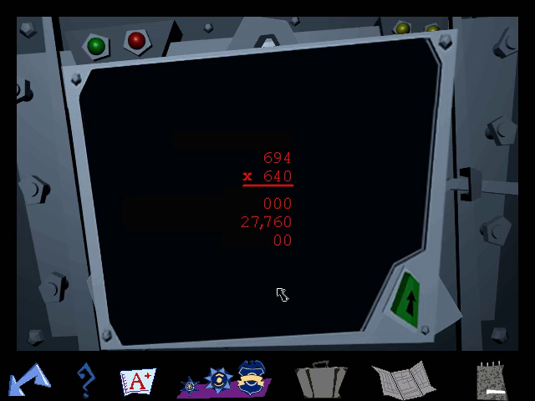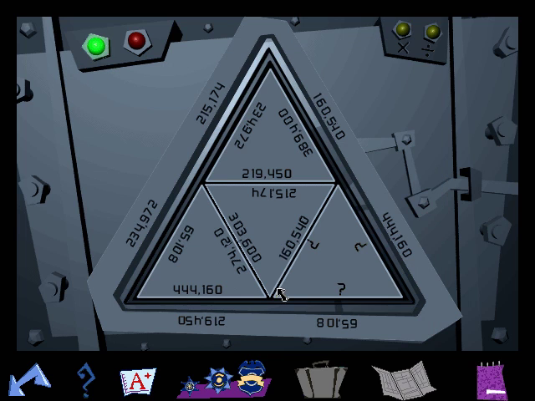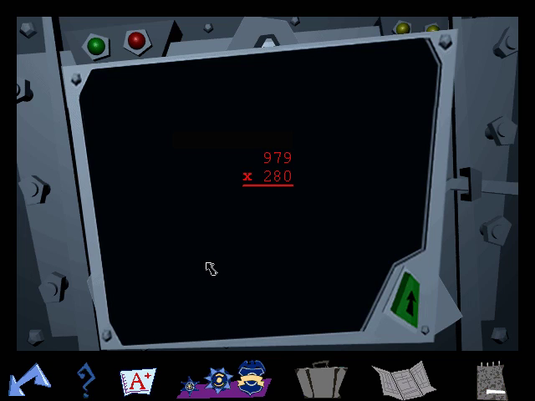4 times 6 equals 24. 9 times 6 equals 56. No, 54 plus 2 equals 56. Okay. Oh, I see what I did. Okay. 6. Yeah, my math can be a little rusty. 7 plus 6 was 13 plus 1. 4. 4. Yeah. This is getting harder.